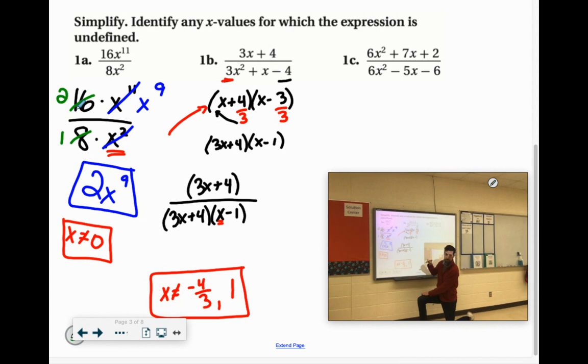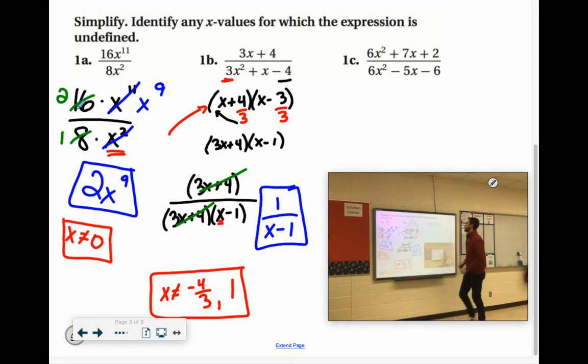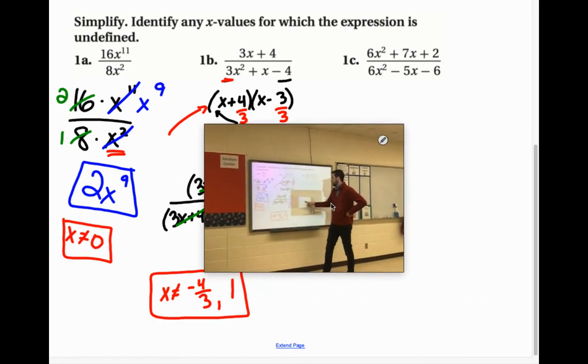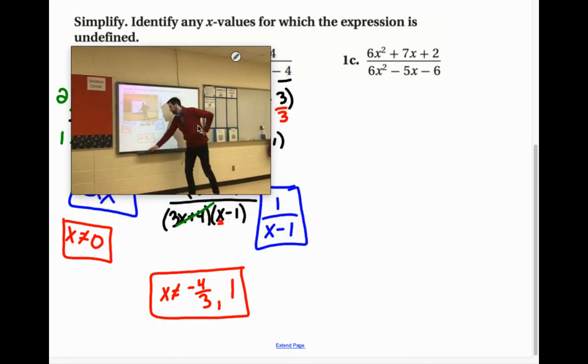They both have a 3x plus 4 there, which we can cancel out. So all we have left is the x minus 1. It's in the denominator. You got to put a place filler up top. So it'll be 1 over x minus 1. And this last one, oh wow, we're going to have to do both of these. So let me scooch this out of the way so we got a little more room.